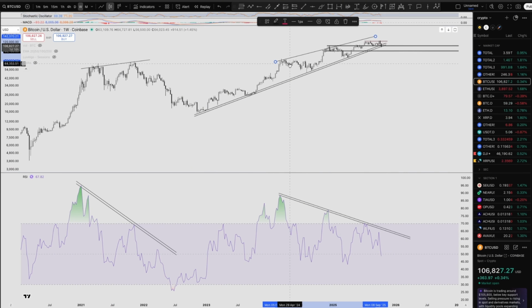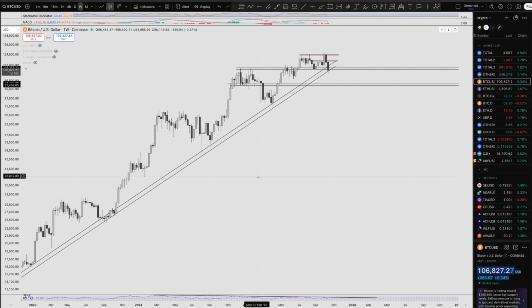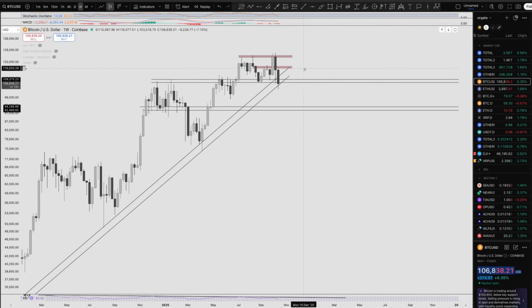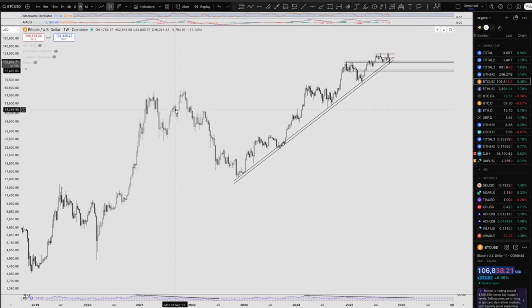On higher time frames, like the weekly time frame, this is a bearish sign and probably indicates that Bitcoin's run is over and it might enter a bear market. This same thing happened in 2021, which led Bitcoin into a bear market.